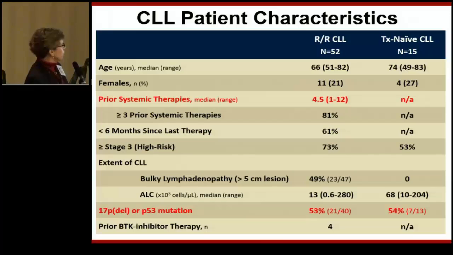So the patient characteristics are shown here. Age is fairly typical for our CLL patients. The relapsed refractory patients had a median of 4.5 prior therapies, and 61% of them were less than 6 months since their last therapy. Half had bulky adenopathy, and 53% had 17p deletion or p53 mutation. So, pretty heavily pretreated patients. There are also 4 patients with prior BTK inhibitor therapy, but it wasn't commented what their responses were.